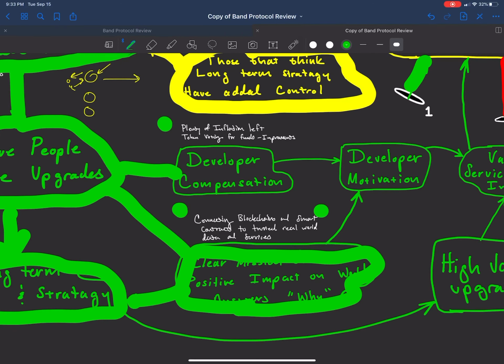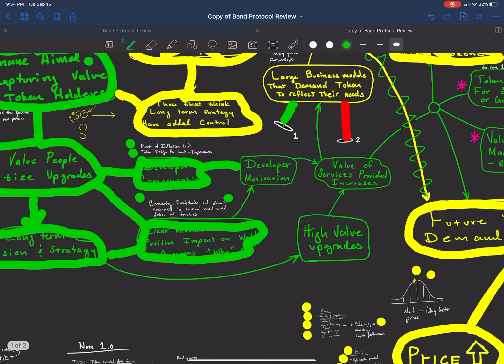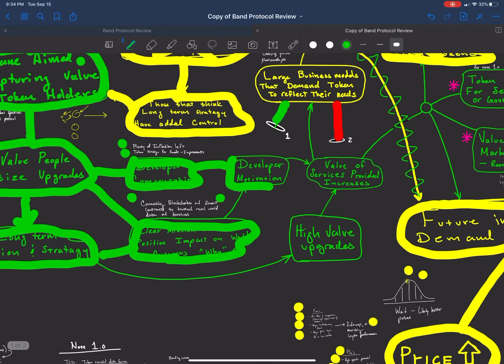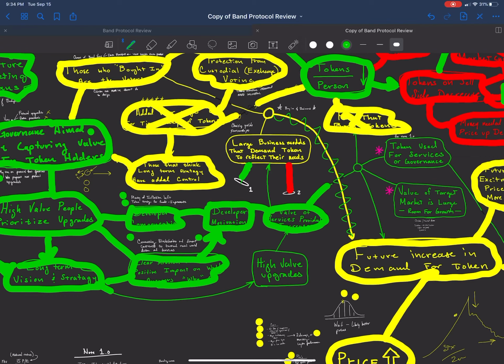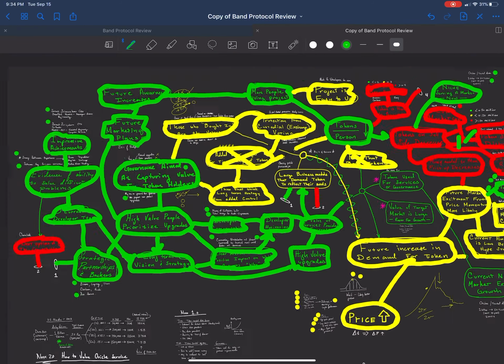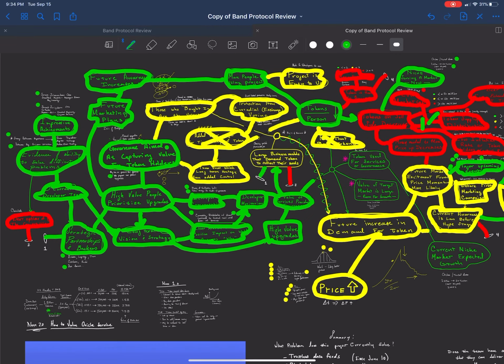So plenty of inflation left to pay for developers, and also there's token voting, so they can devise a plan for compensating developers to stay involved. Because of that, the token is designed in a way to make governance decide such things. Developer motivation will be clear because they have a clear mission statement, and they do have compensation models. Vote for value of services provided to increase. I do expect that to be the case. And long-term vision and strategy to be consistent to high-value upgrades. I do expect that to be the case. And value of services to increase to contribute to business models. I do accept that, yes.